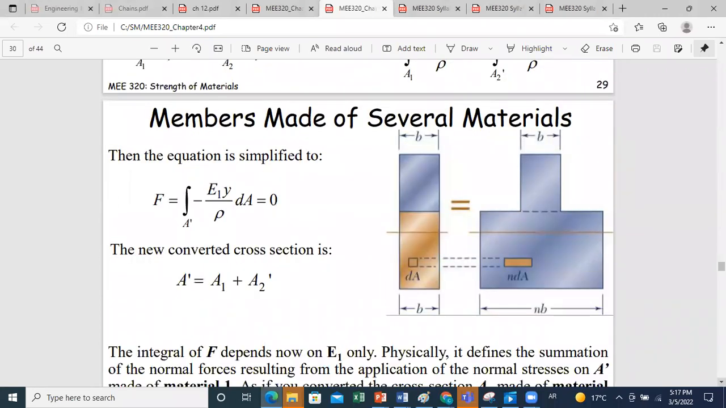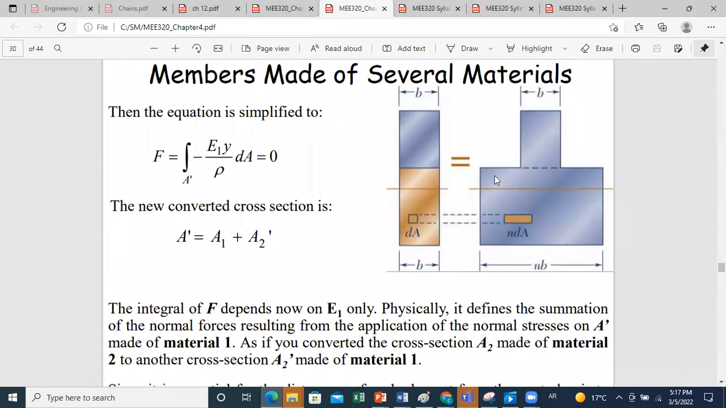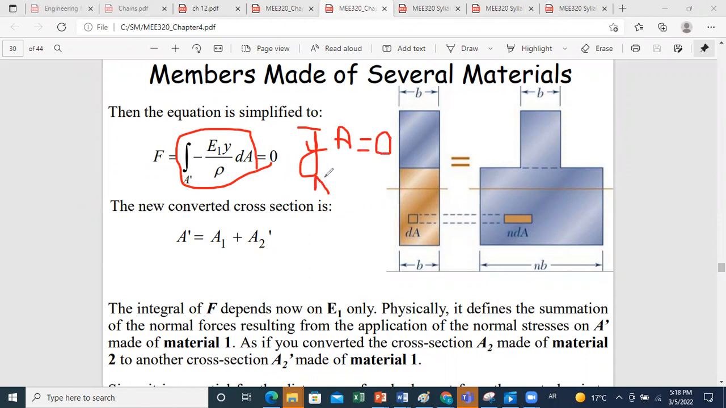We can then say, as we said, that the equation will be simplified to the integral over a certain modified area, which is A1 plus A prime 2, of the integral of minus E1 y over rho dA equal to 0. And we're back to the same form that we developed previously. This means that since the integral of y dA is equal to y bar times the total area, and this will be equal to 0, the neutral axis should pass by the centroid of this section and not this one.